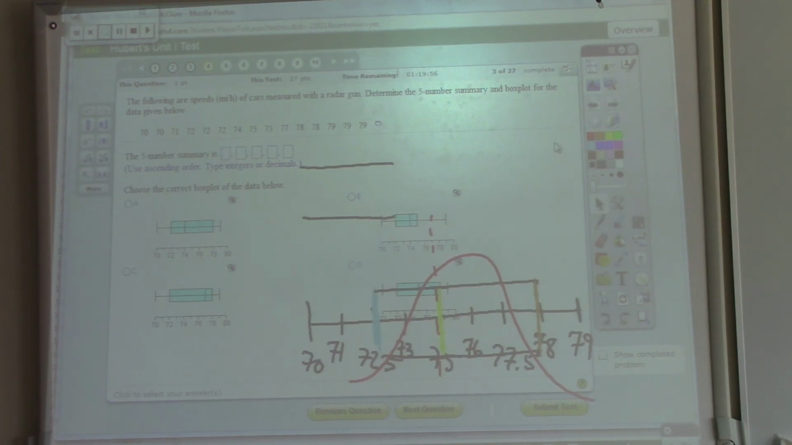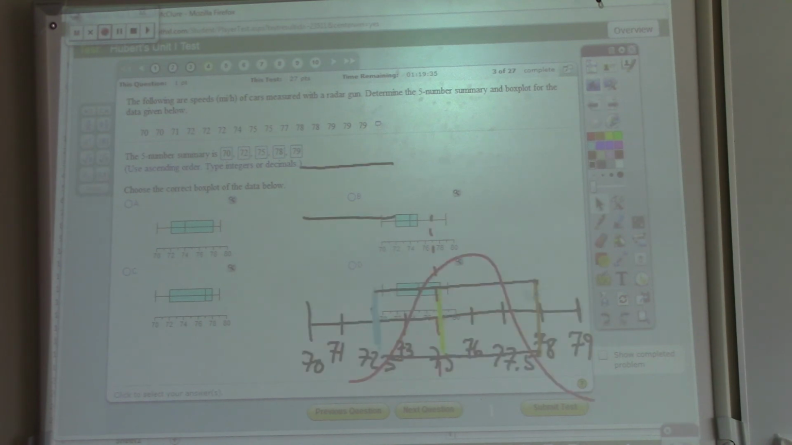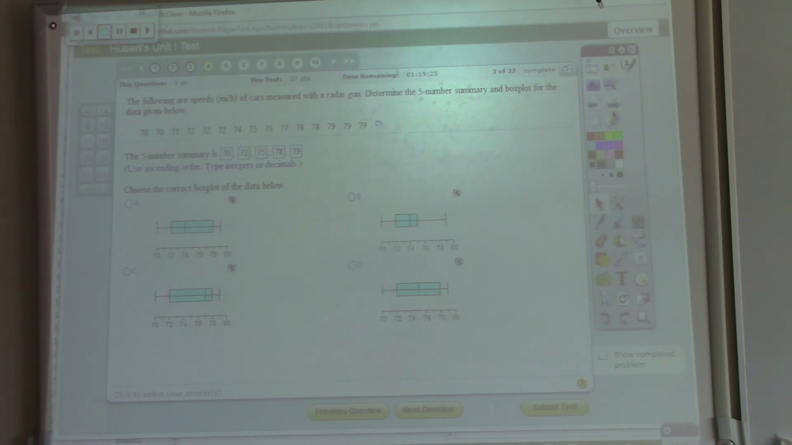So 70, it's D. 72, 75, 78 and 79. Now, a lot of people say, well, I don't know which one it is. Well, look at the one we drew. The one we drew has the center, 75, and the median being 75. So let's look for a 75-75 match.